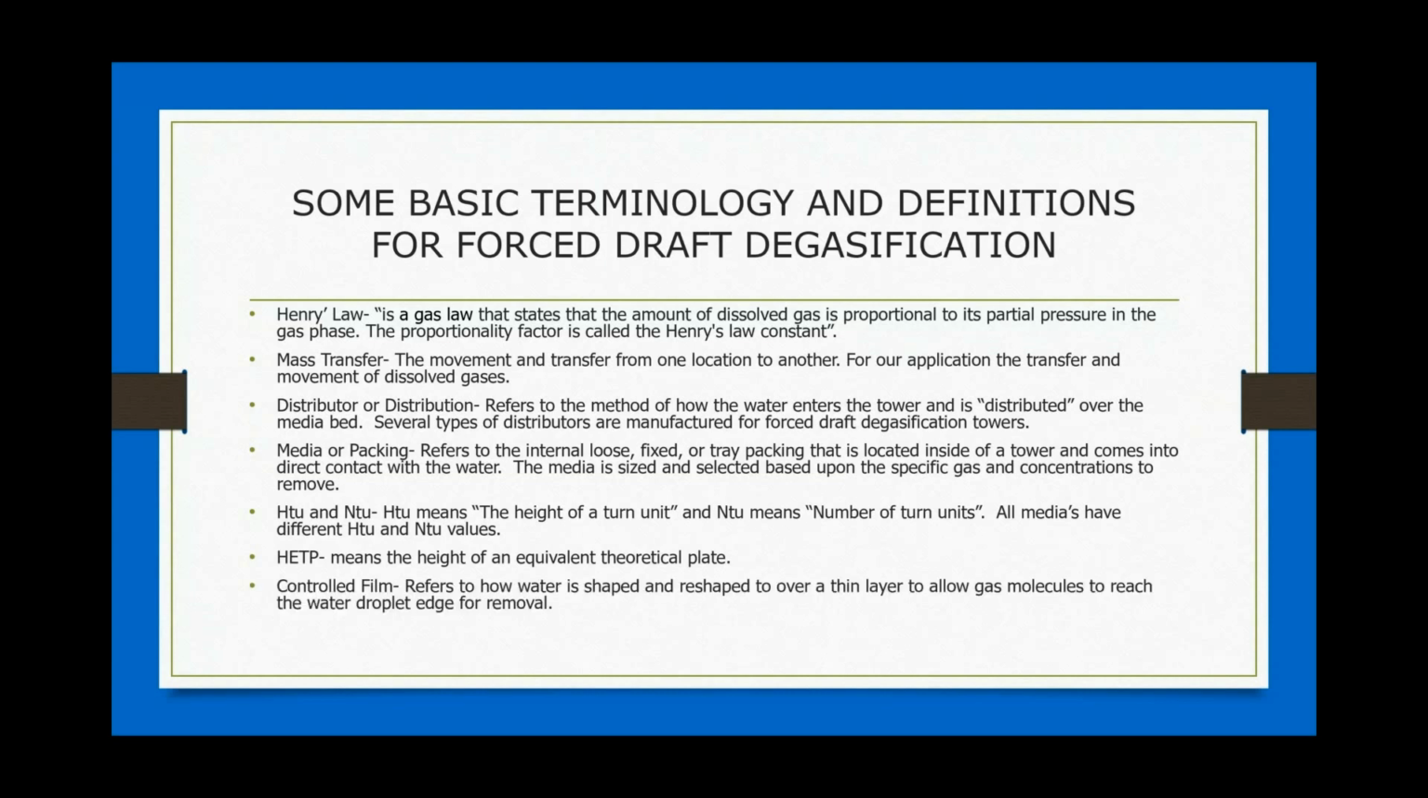And then controlled film refers to how water is shaped and reshaped over a thin layer to allow gas molecules to reach the water droplet edge for removal. And then impingement is another process which refers to how the water is shaped and reshaped by fracturing the water to allow gas molecules to reach the water's droplet edge for removal.